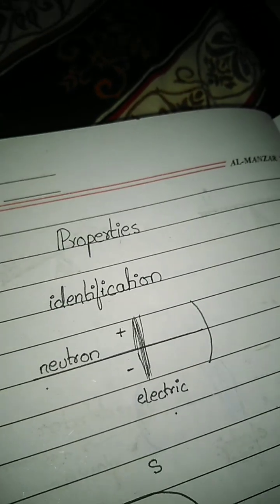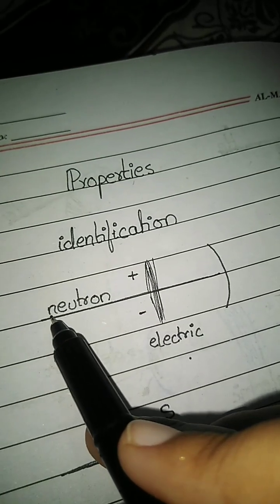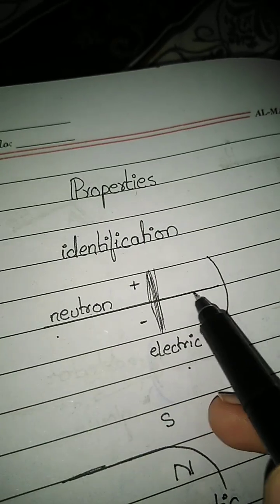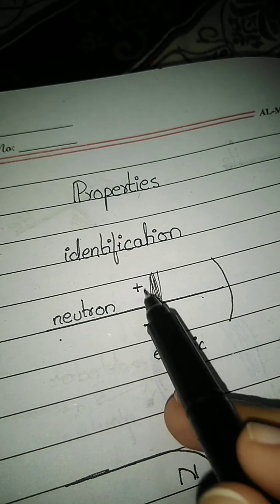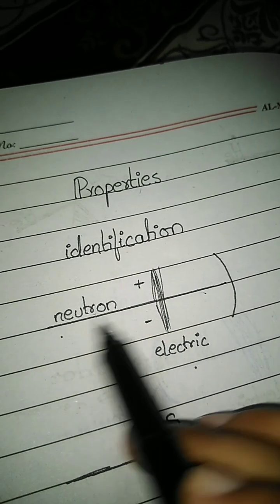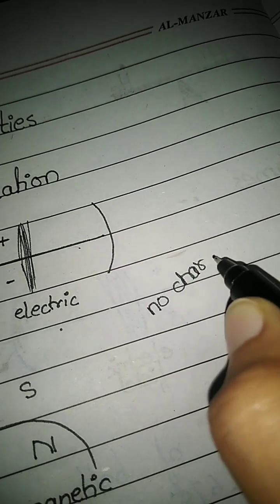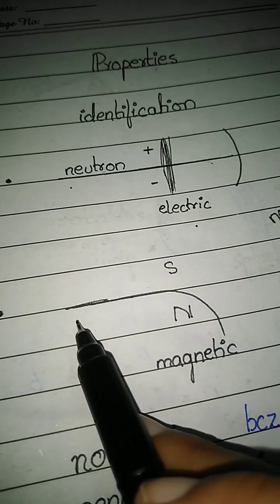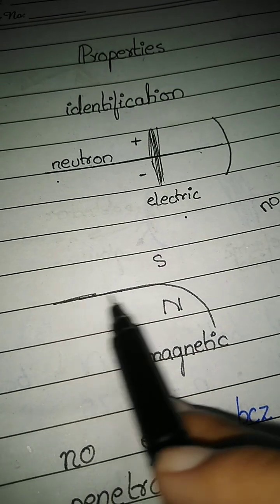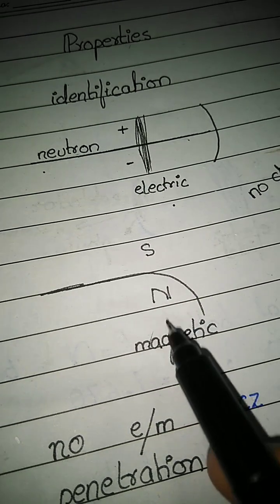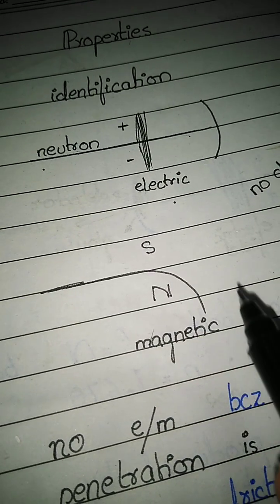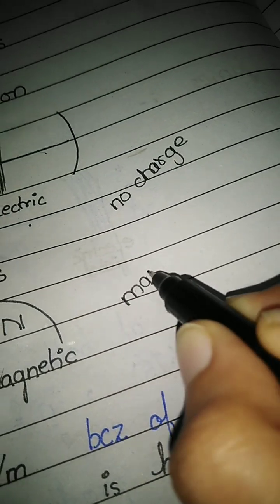Let's talk about the properties of the neutron. Identification. First, we bombard the neutron through an electric field, positive or negative. With no charge, it will just pass straight out. That means there's no charge here. When we bombard the neutron through a magnetic field, south pole and north pole, it bends toward the north pole, which proves that there is a mass here.